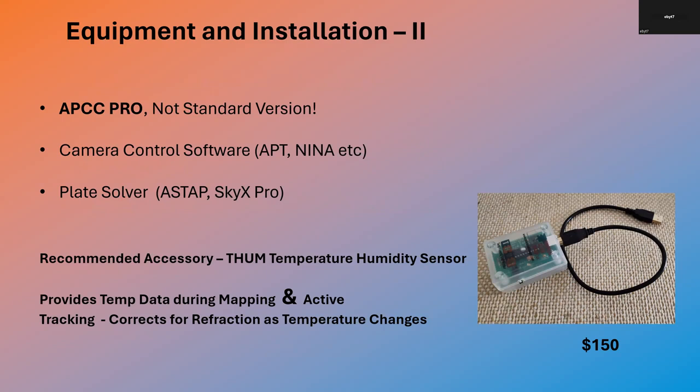A recommended accessory that Astro-Physics recommends, and I do as well, is a temperature and humidity sensor. These are little sensor boxes that you can pick up from, I think it's a company called Practical Solutions, for about $150. It provides your temperature data, both during the mapping process where you're creating your map for the sky model, as well as when you're using the map that you've created for active tracking. So on the fly, it's correcting for things like refraction as the temperature changes. Maybe it drops through the night while you're doing the imaging run, and it's feeding the temperature data into the model in real time to tweak and improve the correction factors.